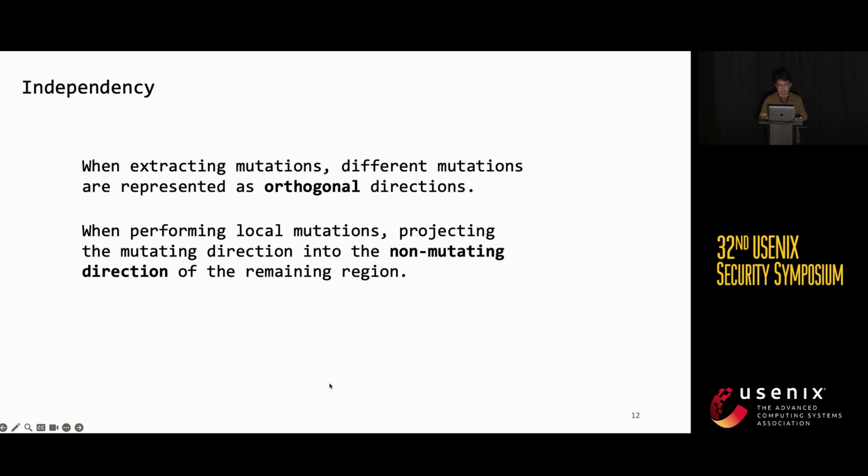We ensure the independency from two aspects. First, we represent different mutations as orthogonal directions in the generative model's latent space, such that mutating certain properties in the input will not affect other unrelated properties. And second, for some local mutations, such as opening or closing eyes, before performing the mutation, we project the corresponding direction into another direction that does not change the remaining regions in the input. This way, we can ensure that only the target region of the local mutation is changed during our mutation.